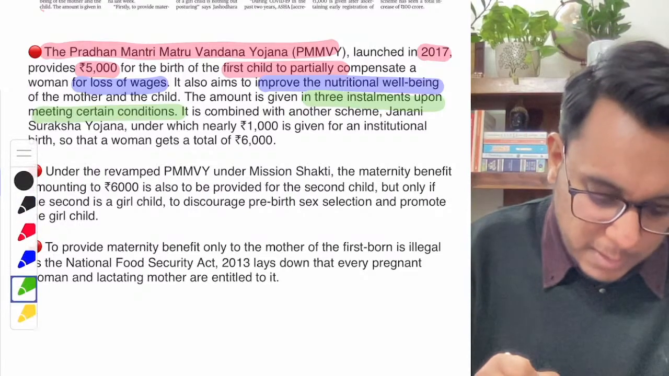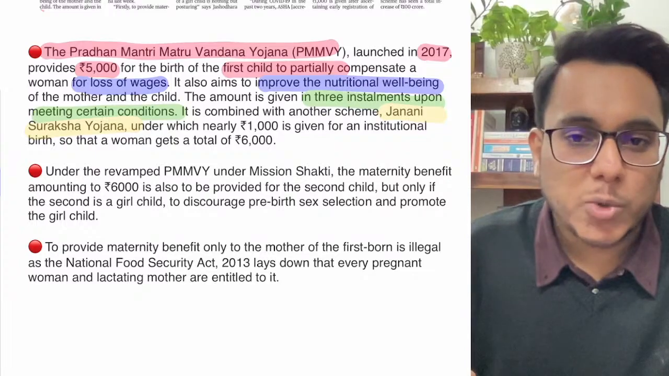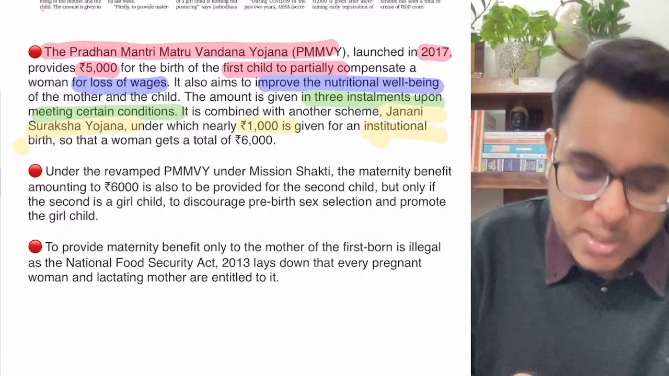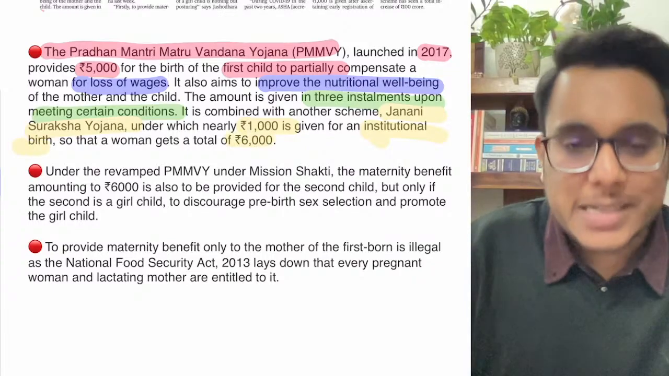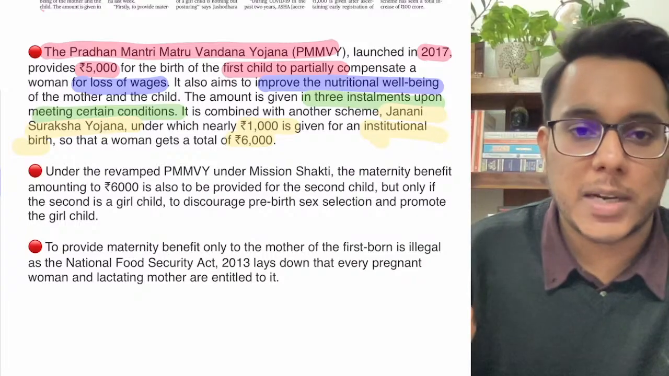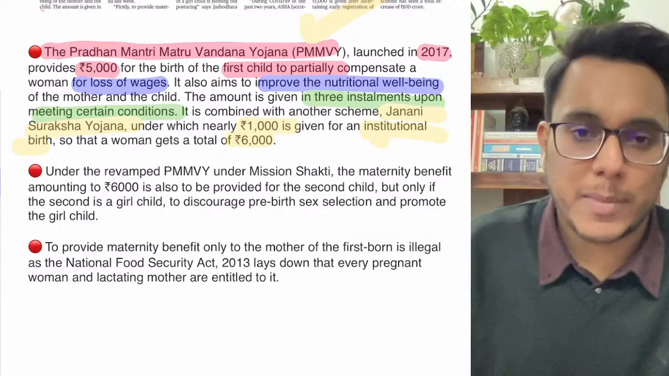Apart from this guys, there is one more scheme, that is the Janani Suraksha Yojana. Under the Janani Suraksha Yojana, 1,000 rupees support is given for institutional birth. In total the woman gets 6,000 rupees, 1,000 under the Janani Suraksha Yojana and 5,000 under the Pradhan Mantri Matru Vandana Yojana. 6,000 rupees women are getting.